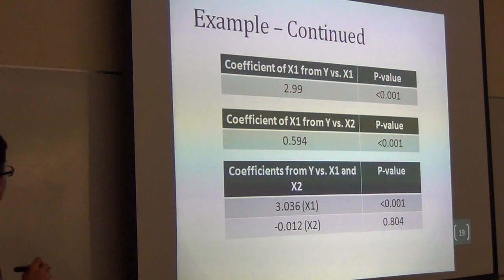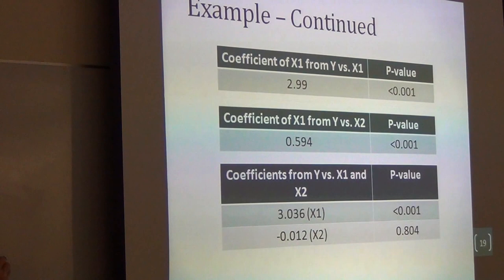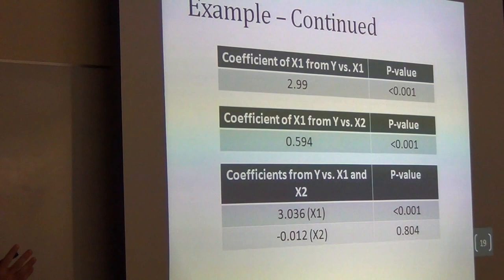So when you put x1 only, your estimated value is 2.99. It means if x1 increases by 1 unit, y will increase by about 3, exactly 2.99, and the p-value is very significant. And when you put x2 only, the coefficient is 0.594, so when x2 increases by 1 unit, y will increase by 0.594. If you analyze the data one by one, both must be significant.